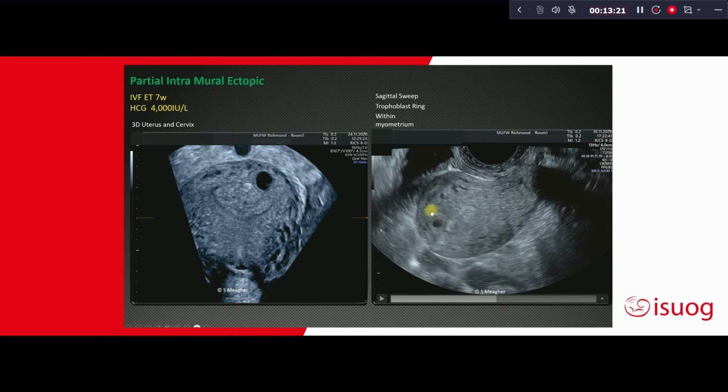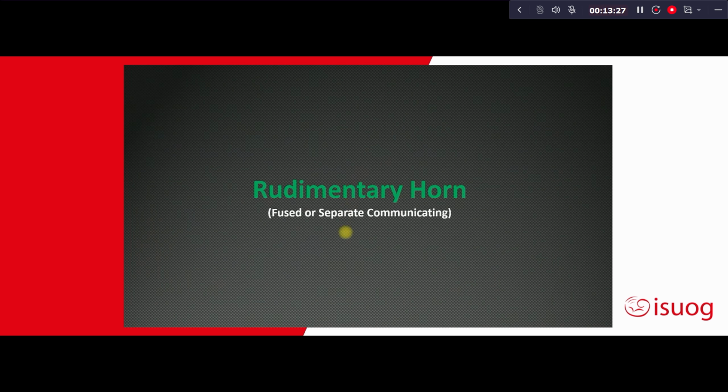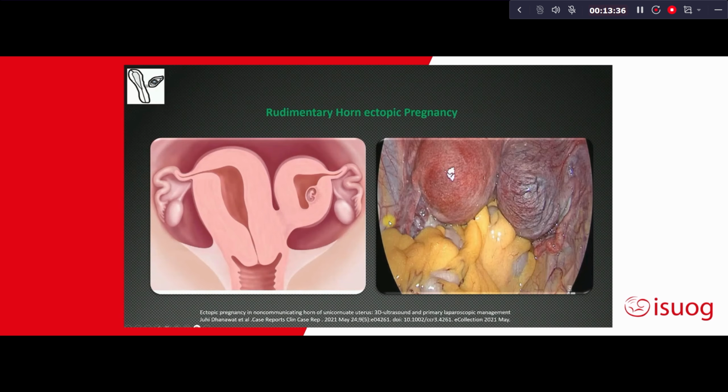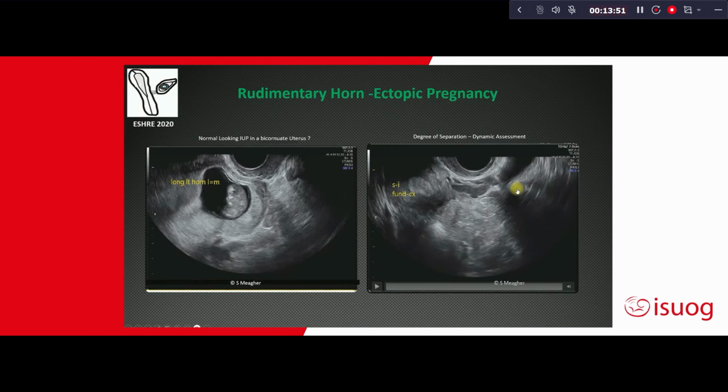As you come across, you see the trophoblast ring, but follow it, and you see that that communicates with the decidua. Then we talk about the ectopic pregnancy that occurs in a rudimentary horn. It may be a horn that's fused or a horn that's separate. So if we look at this here, diagrammatically here we have a rudimentary horn containing an ectopic pregnancy, and surgically this is the fallopian tube coming out of the main uterine body, and this is the fallopian tube here connected to the ectopic pregnancy in a redundant horn.